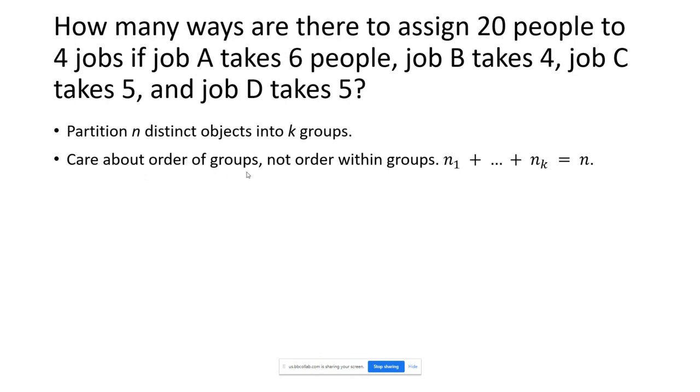So if Alex and Betty both get assigned to job A, that's the same as Betty and Alex both getting assigned to job A. And then the number of people assigned to each of the k groups should add up to the total number of people.